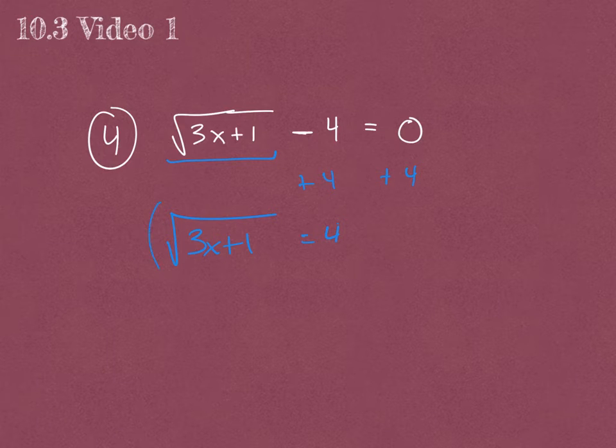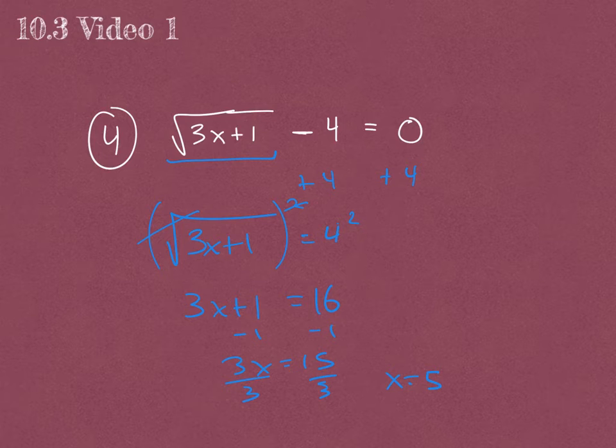And now I can square both sides. So we get the square and the square root cancel. 3x plus 1 equals 16. And then I can subtract 1 from both sides. I get 3x equals 15, divide by 3, x equals 5.